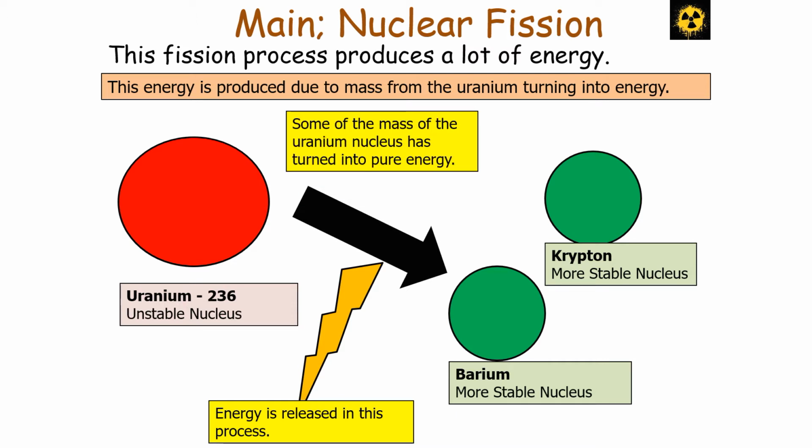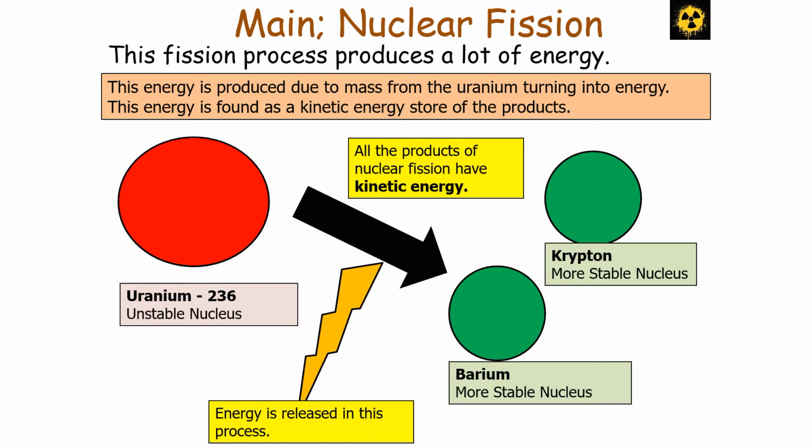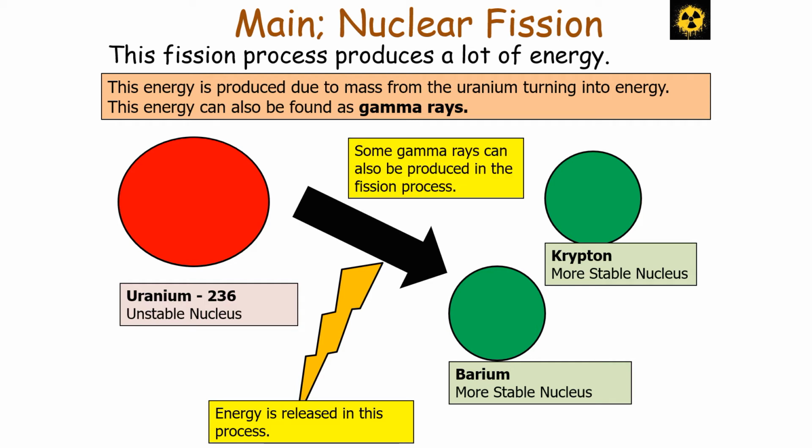So some of the mass of the unstable nucleus has turned into pure energy. Now this energy can be found as the kinetic energy store of the products. What that means is all products of the nuclear fission process will have kinetic energy. So that's one way in which energy is released. Energy can also be released as gamma rays. Some gamma rays can also be produced in the fission process to carry this energy away.